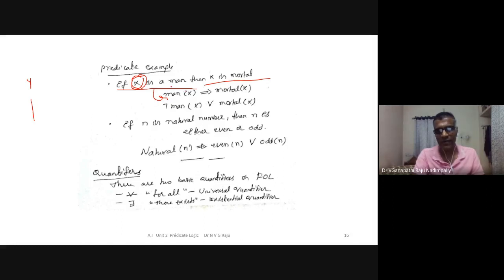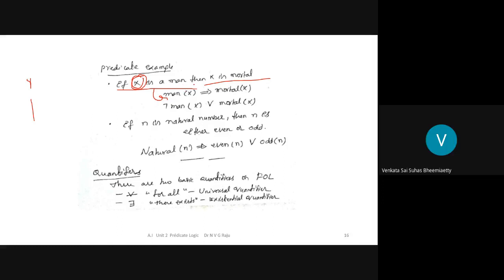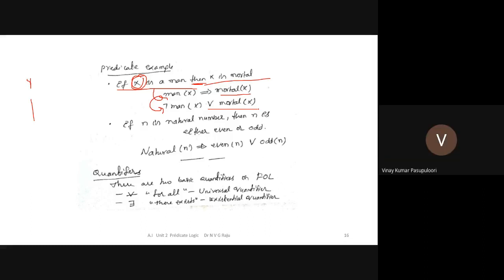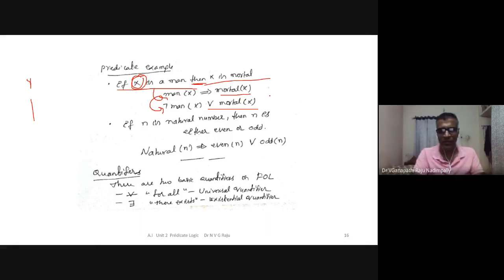Can I write this statement? Yes, sir. Man of X. Now, whenever there is a man, then I can write it as mortal of X. Now, can I convert this syntax into implication, negation of man of X or mortal of X? Can I convert? Yes, sir. Now, this is one simple example about a predicate.